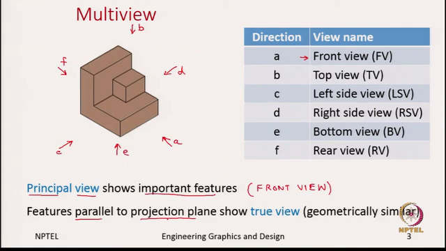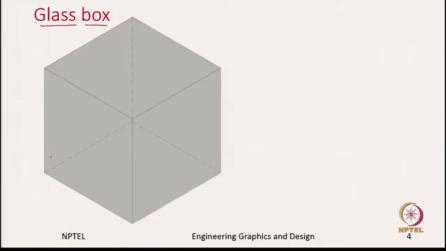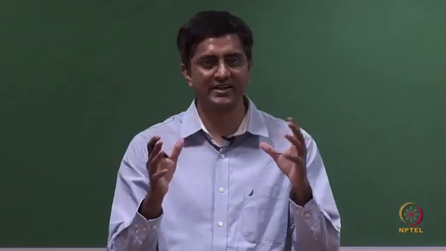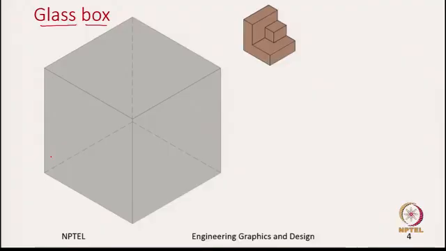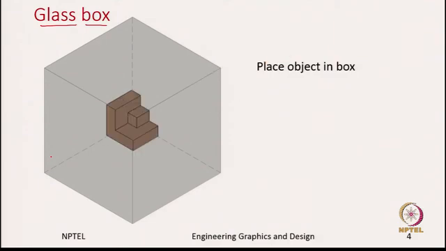views? One way to capture these views is to think about something called a glass box. So, here we say that there is a glass box, which means all the sides are transparent, and if we have an object, we want to place this object at the middle or the center of this glass box. So, let us place the object in the box. Now, we have the glass box and the object is sitting at the center.